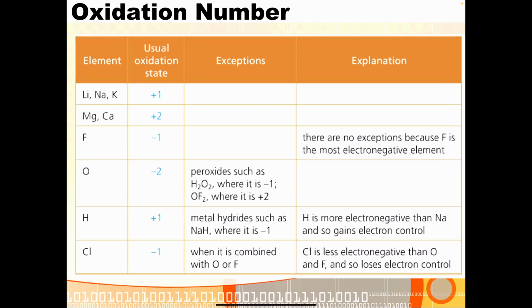It will always be negative 1. But oxygen is minus 2. In peroxides, such as H2O2, it will be negative 1. In OF2, it will be positive 2. Hydrogen is plus 1. In metal hydrides, such as sodium hydride, it will be negative 1. H is more electronegative than sodium, and so gains electron control. Chlorine is minus 1, but when it is combined with oxygen or fluorine, chlorine is less electronegative than oxygen and fluorine, and so loses electron control. So remember these explanations and exceptions.